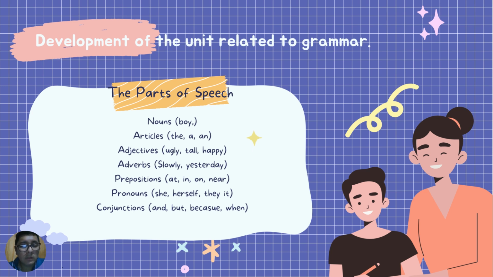Adjectives are words that tell us more information about nouns. For example, if I say an ugly boy, the word ugly is telling me how the boy is physically, right? So those are adjectives. Let's continue with adverbs.